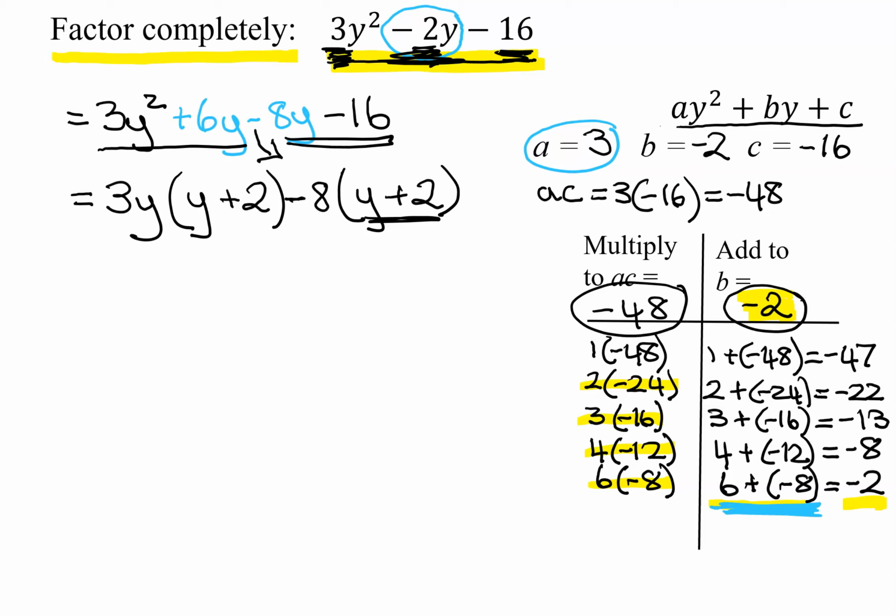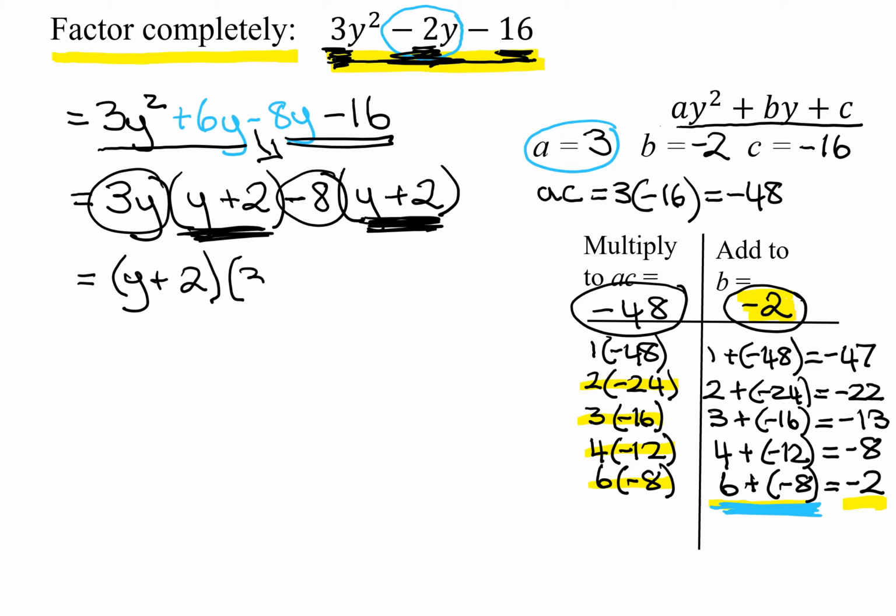Yes. Now, factoring by grouping only works if this binomial is the same as this one. Are they the same in this case? Yes. So y plus 2 is my common binomial factor that I'm going to write in front. And what does it leave behind? 3y minus 8. So now I have factored my trinomial expression. And don't forget, how do you check every factoring problem? You check it by multiplying out the answer.